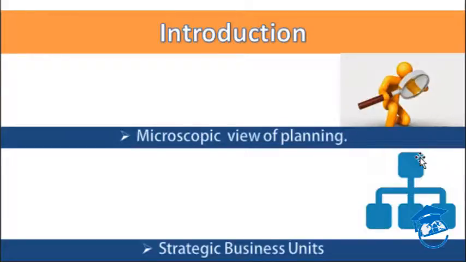Alright, so the parent organization is the one which controls the strategic business units, and strategic business units are the companies within a bigger parent organization. These strategic business units may have their own CEOs, their own logo, or their own set of structure and rules and regulations, but ultimately their reporting will be to the parent organization.